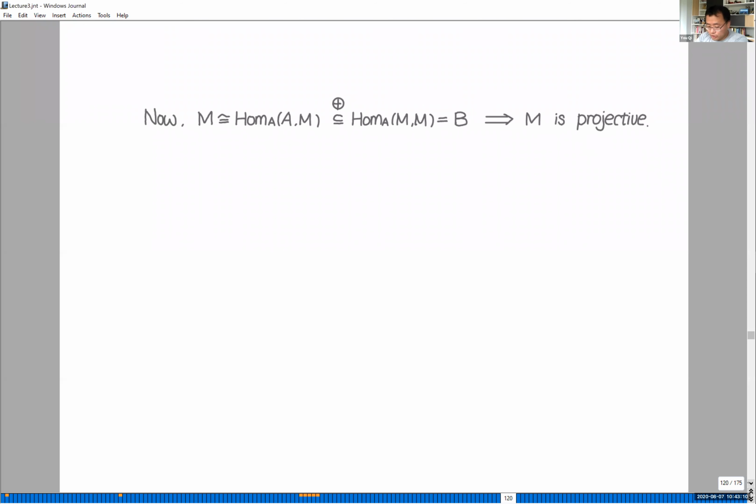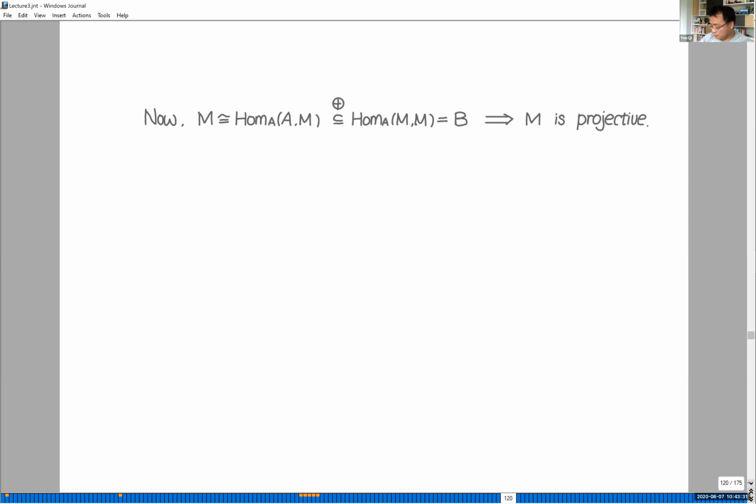Now to show that M is actually projective and injective is not too hard. By description, M is isomorphic to Hom of A into M itself, and A appears as a summand in M, so it's a direct summand in Hom of A into M. By definition, this is B.